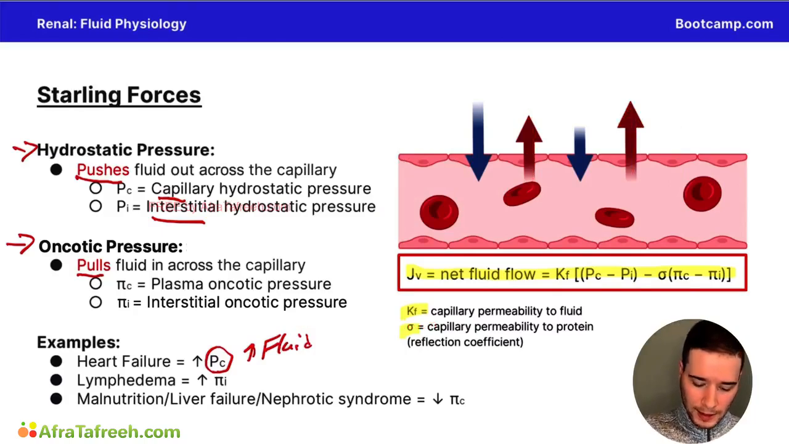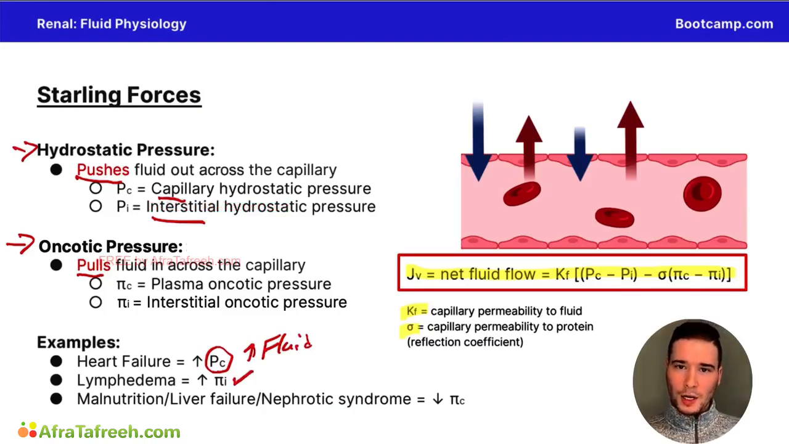Next, we're going to look at lymphedema. So lymphedema is an increase in oncotic pressure, okay? Or oncotic pressure increases. Why does it increase? Well, because we have more of a buildup of things that are going to pull it.